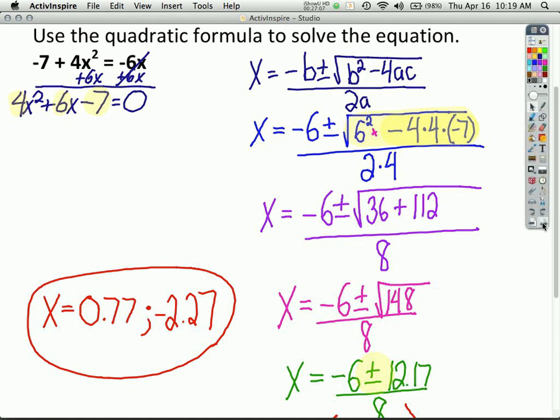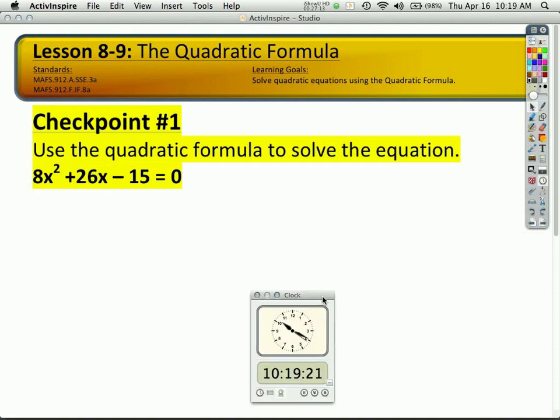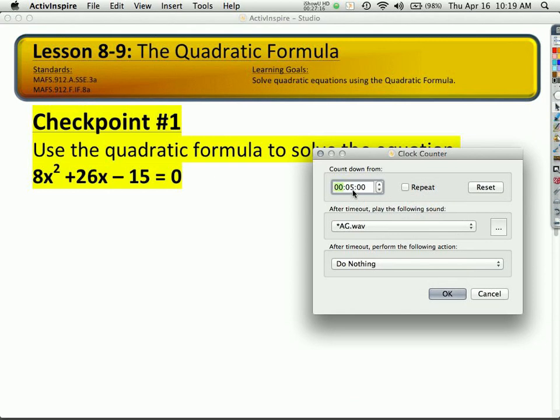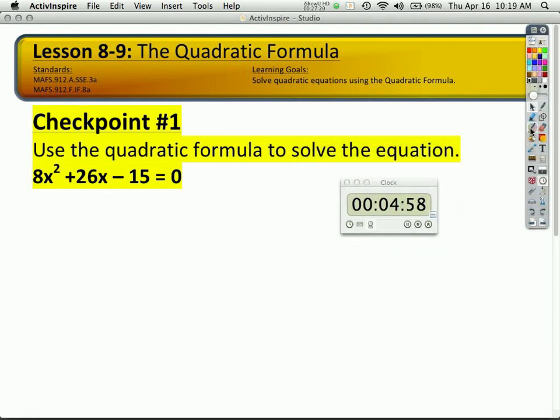Checkpoint number 1. Use the quadratic formula to solve this equation. I'm putting 5 minutes on the clock to see if you can work this in 5 minutes or less.